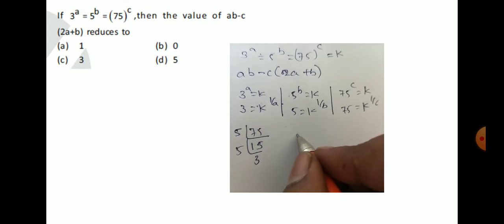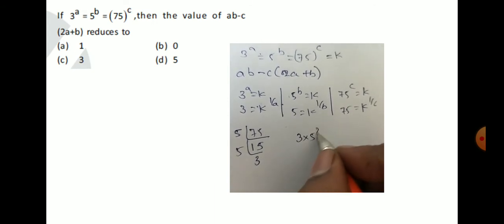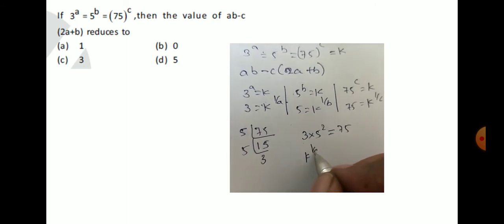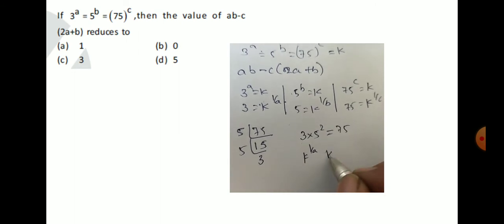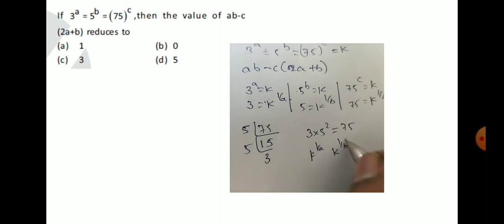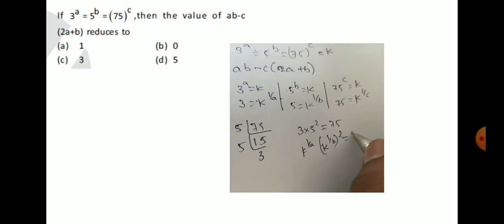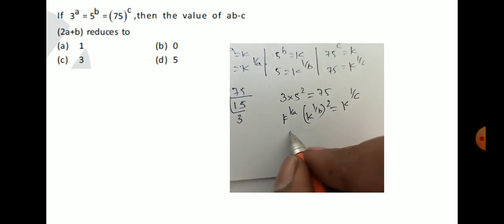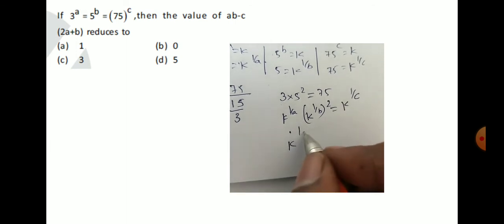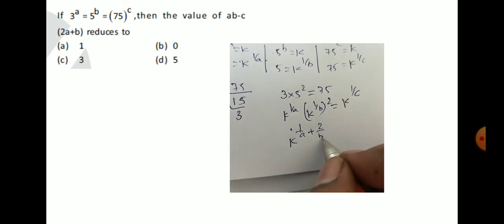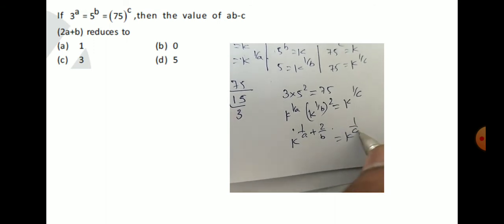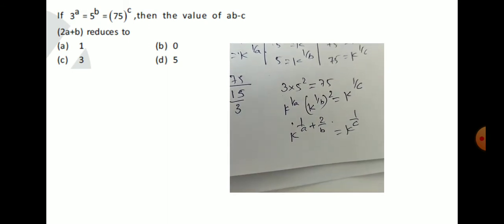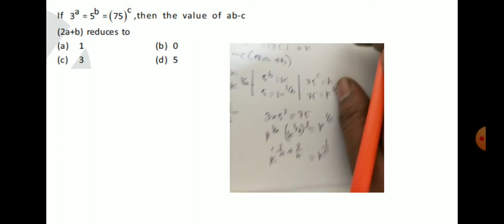We know that 3 into 5 square is 75, right? 3 means k power 1 by a, into 5 square, that means k power 1 by b whole square, is equal to 75, which is nothing but k power 1 by c. What I can write here is k power 1 by a plus 2 by b is equal to k power 1 by c. Whenever the variables are the same and the powers are different, I can equate the powers.